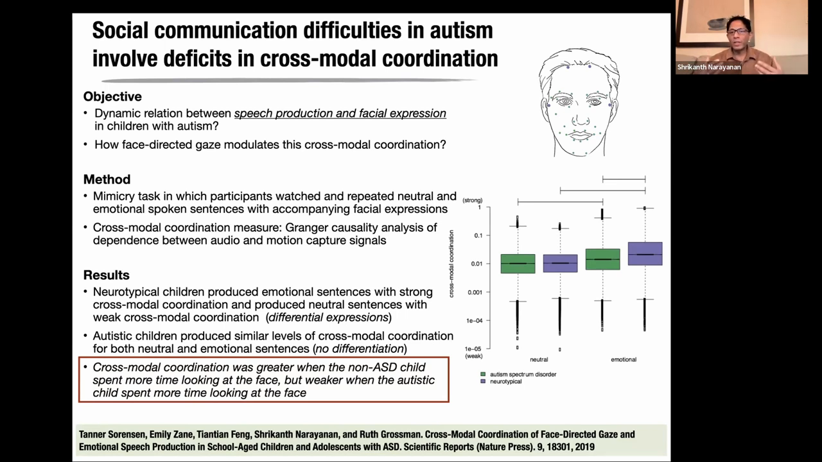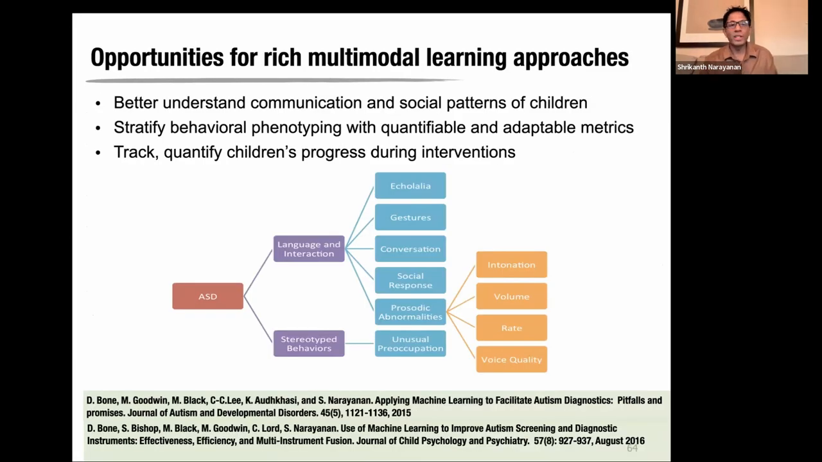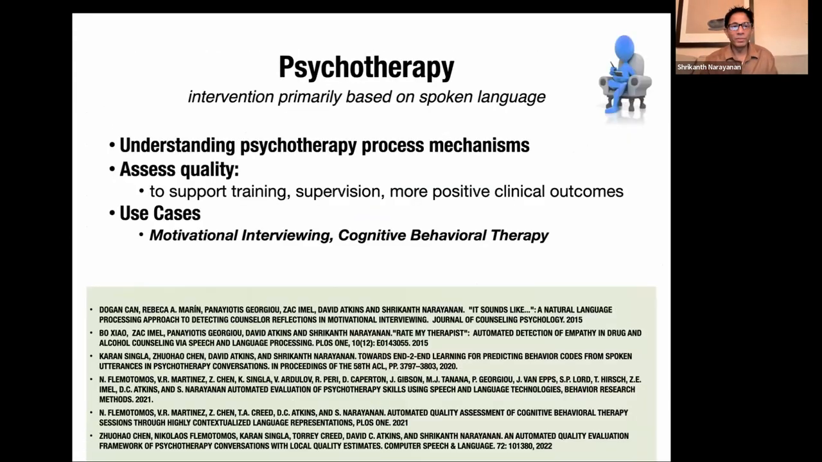All these cannot easily be done with just human annotators, but can be computationally captured and modeled. So I just want to illustrate that not only can we take human-derived specified constructs and create a machine learning equivalent, but we can go further using machine learning. That's what I'm trying to illustrate here. So there are a lot of opportunities for rich multimodal work.